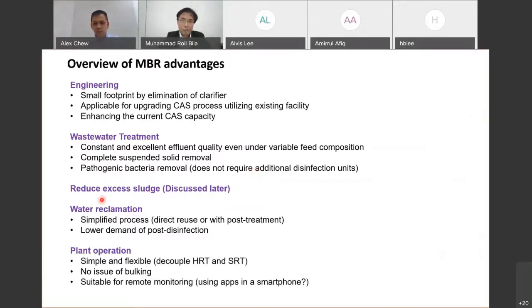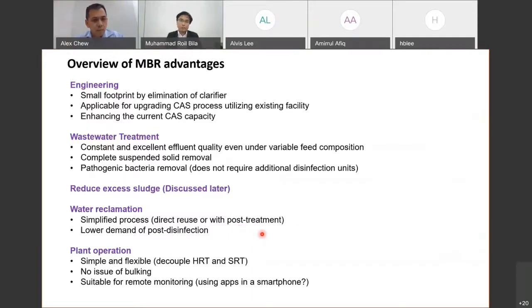Another advantage is that it significantly reduces the excess sludge. I will discuss that in detail later on. And then the quality of the effluent is so good that it can be used directly. Of course, that depends on the application. But for process application, if you want to use it for process, we will need a simple post treatment, which can be an RO or other unit. I will discuss a bit about this later on.